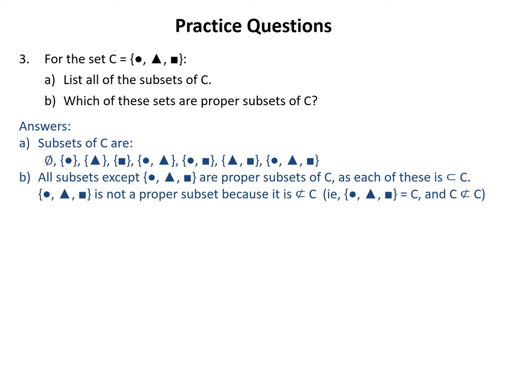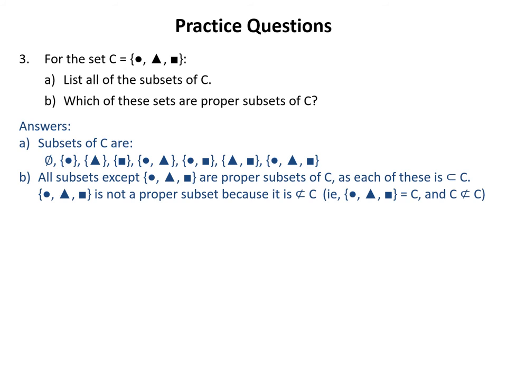For part A, we list the subsets of C in order from smallest to largest. For any set, the smallest subset is the empty set, and the largest subset is the entire set itself. So we see the empty set first, and we see the original set C listed in its entirety at the end. In between, we have all of the incomplete sets that include at least one, but not all of the elements, starting with the subsets of size 1.